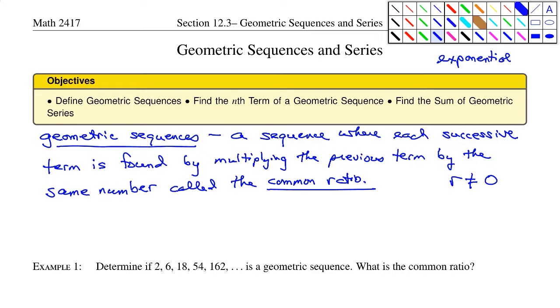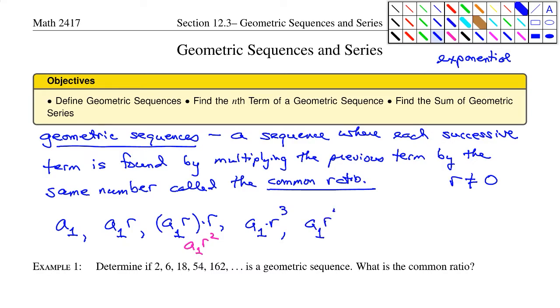So the terms of a geometric sequence are a sub 1, a sub 1 times r, and then to get the next term you would multiply by r again. Well, that just produces a sub 1 times r squared, and so this is where the powers come in, and the exponential. So it's a sub 1 times r cubed for the next term, a sub 1 times r to the fourth, etc. Of course, a sub 1 stands for the first term.